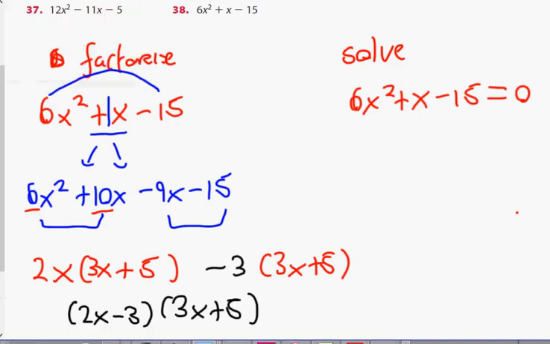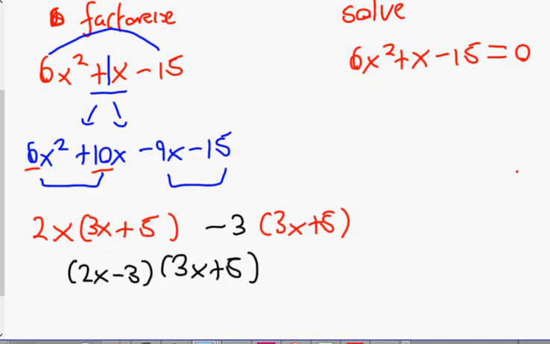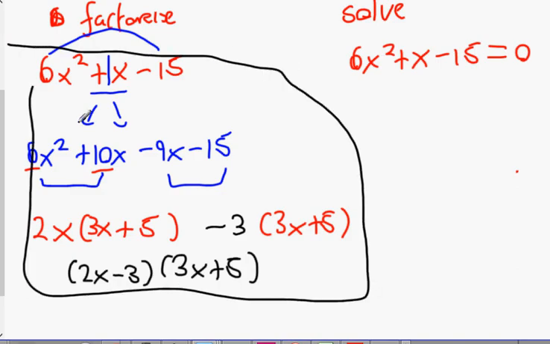What's going to happen next is the following. 6x squared plus 1x minus 15. So what we're going to do next is this. The solve question is done exactly the same. You do all of this. Do you understand? Every single bit of that you do. And when you get to this stage, you now have this. The only difference is there's an equals 0.